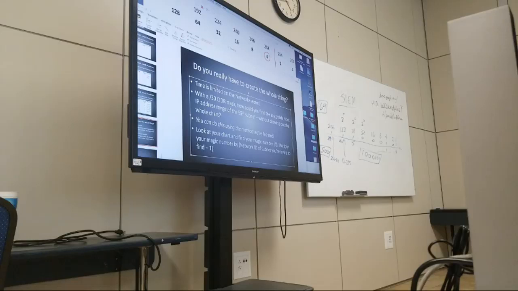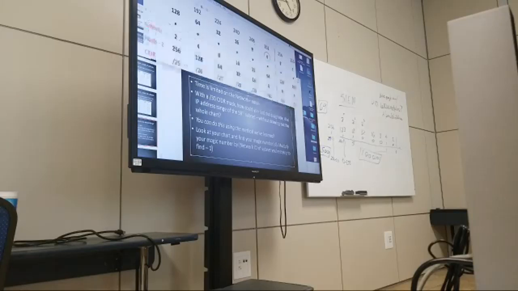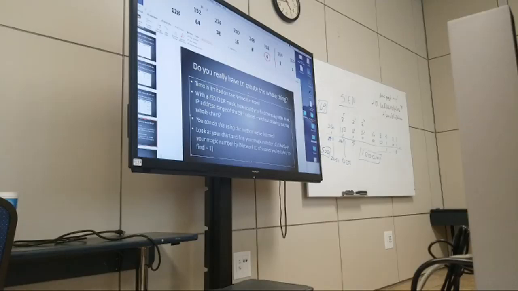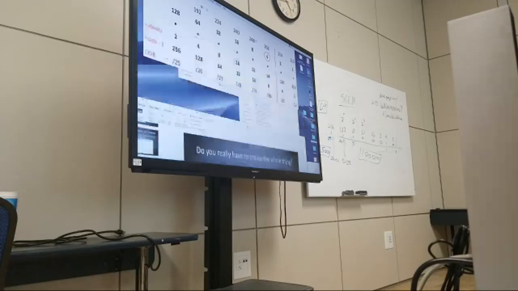Okay, so we're trying to find the 59th subnet's range, right? So we take 58 times 4, which is 232. Okay, so 232 is going to be the network ID of our 59th subnet.